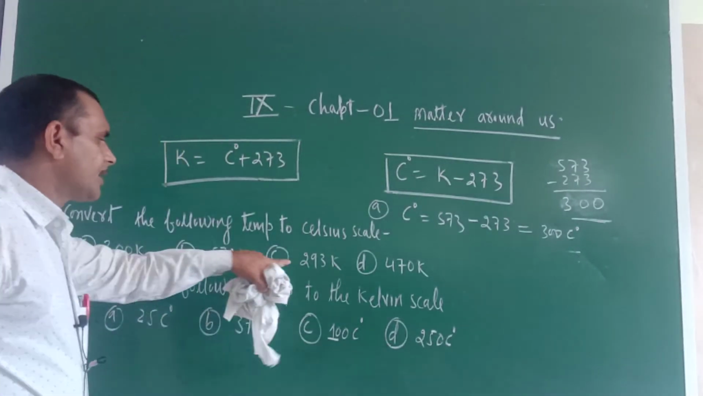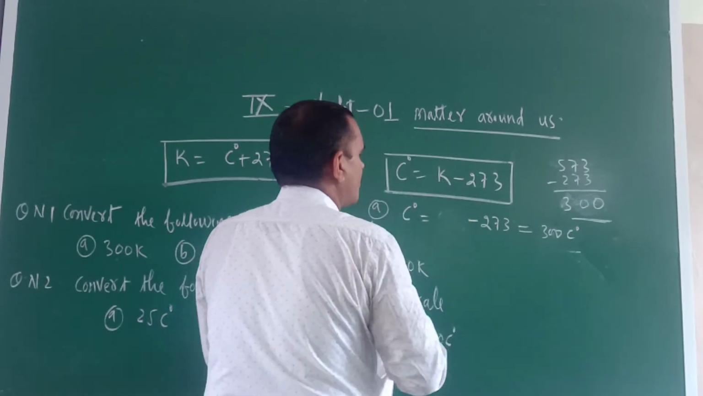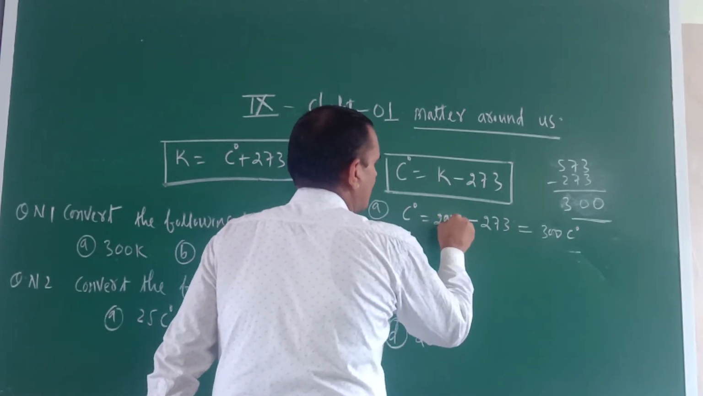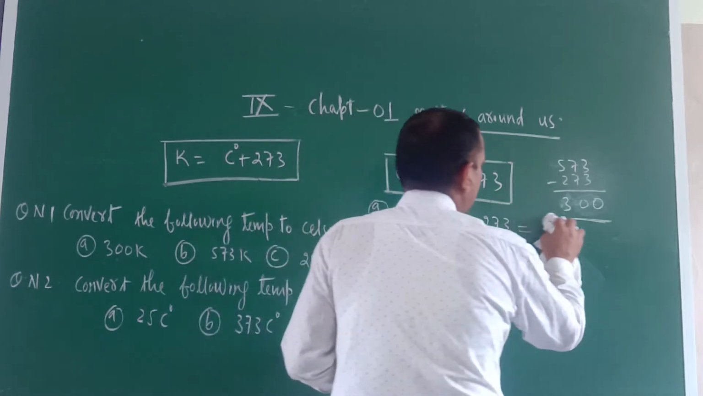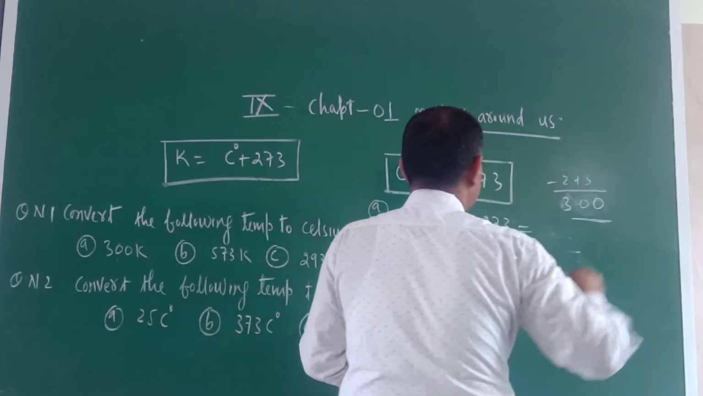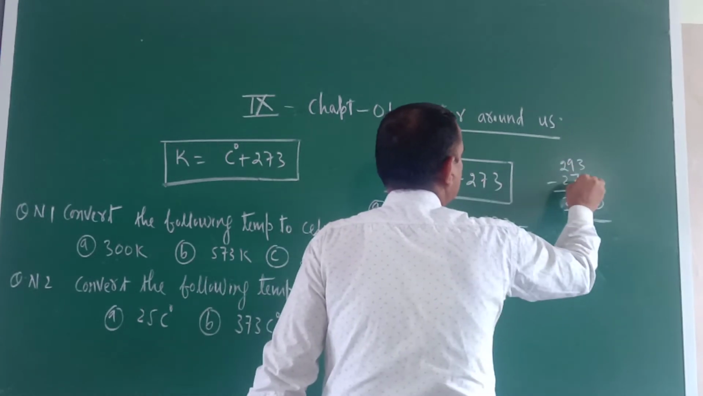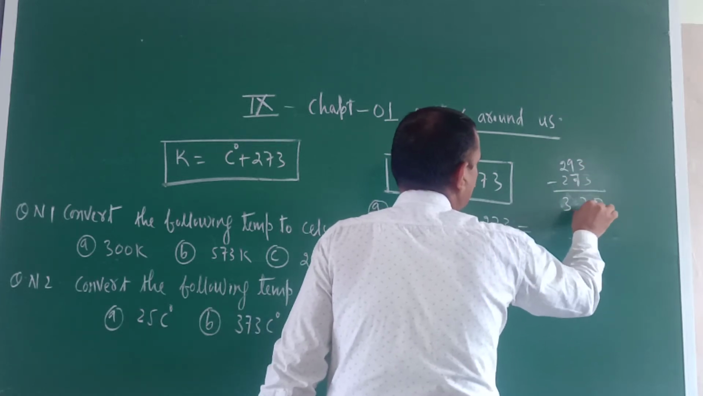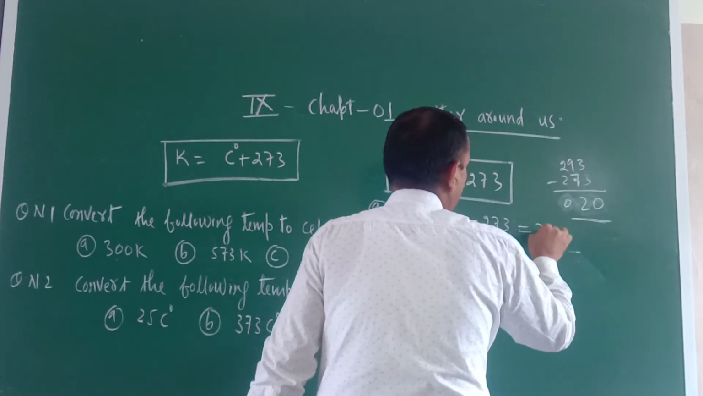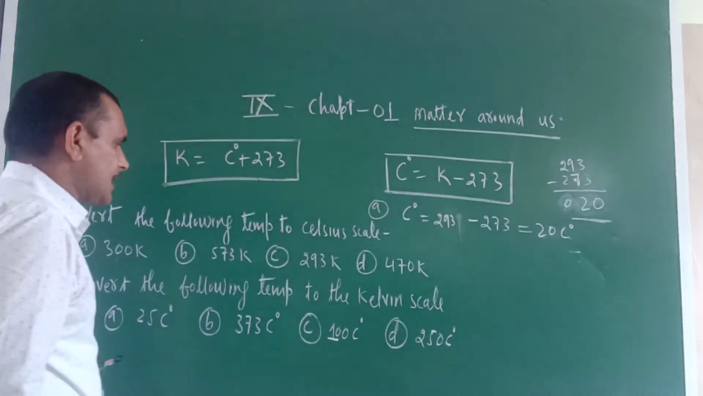What is the next one? 293 Kelvin. So here what will you write? 293 minus 273, so 20 degrees Celsius. 20 degrees Celsius.